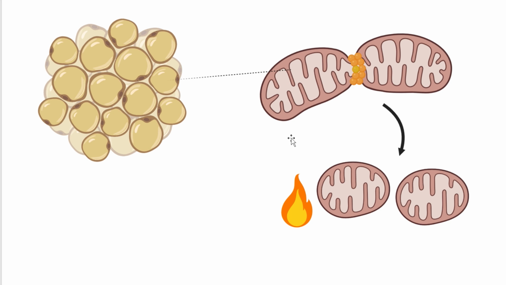This is, I believe, with cold exposure, if I'm not mistaken. Yes, with cold exposure, you get an increase in DRP1 and fission. And from there, then you get more of these smaller mitochondria. Now, why would you want that if you're trying to burn more fat? Well, you're not trying to burn more fat to generate more energy like you were before. What you're now trying to do is burn more fat to produce heat.